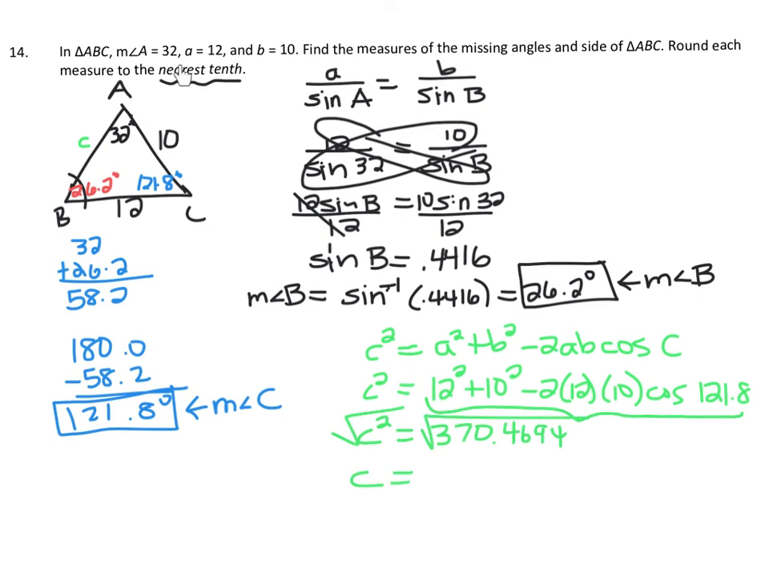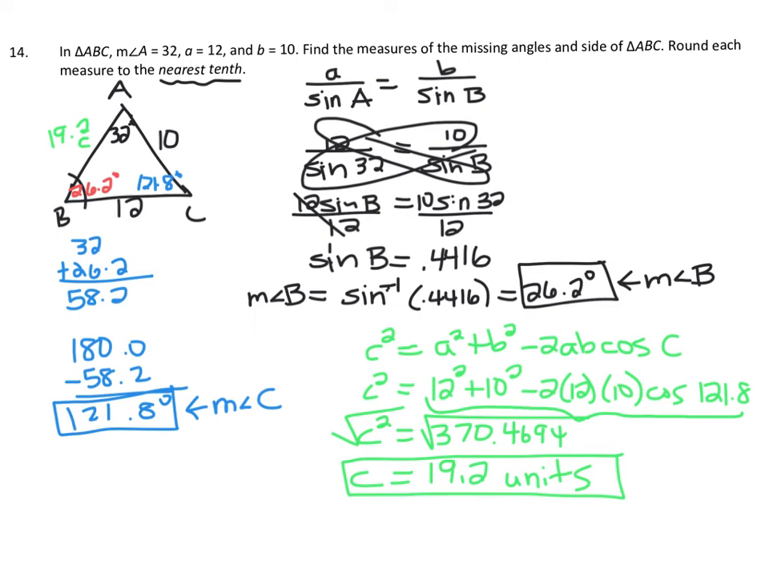Okay, so they say again to round to the nearest tenth. So here, to the nearest tenth, it would be 19.2, and they don't tell us the units, so I'm just going to write the word units, because you have to label units, right? You can't just leave it blank. So c would be 19.2 units. Okay, and that's it.